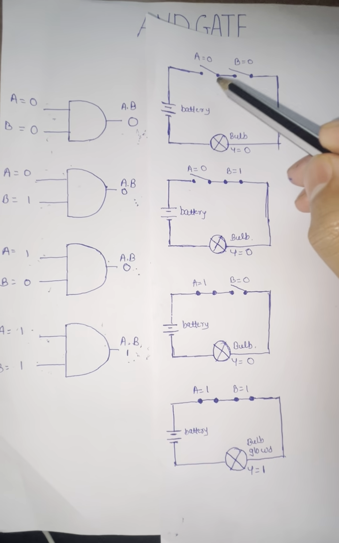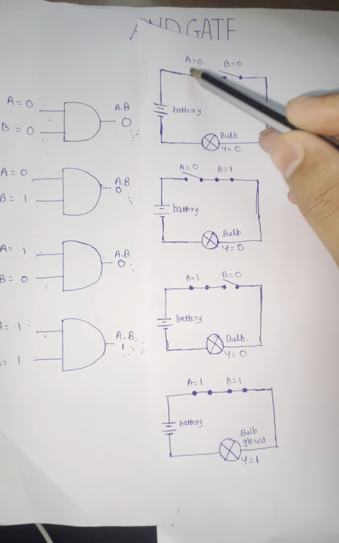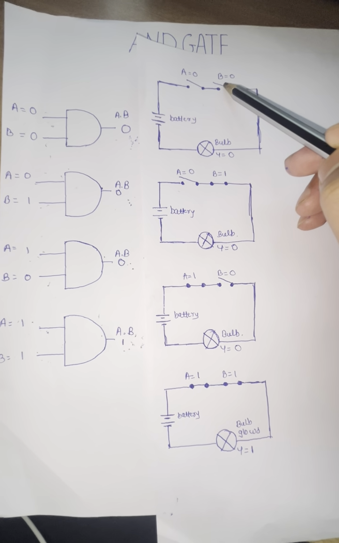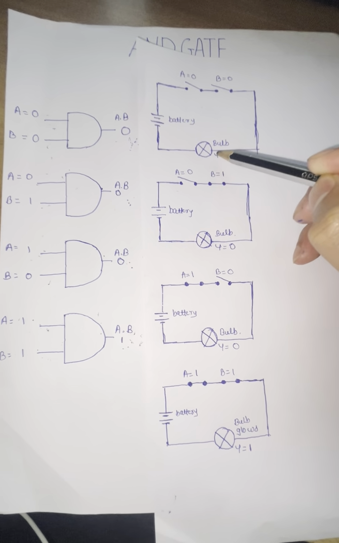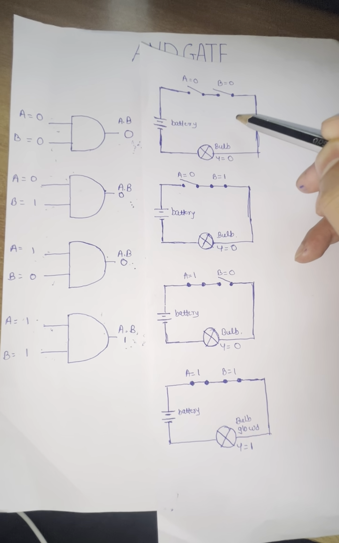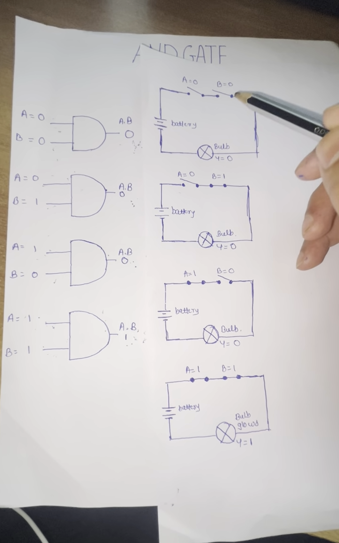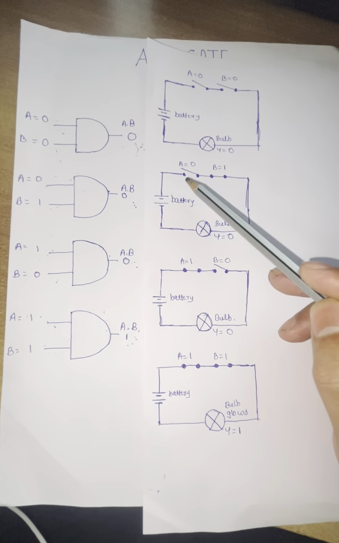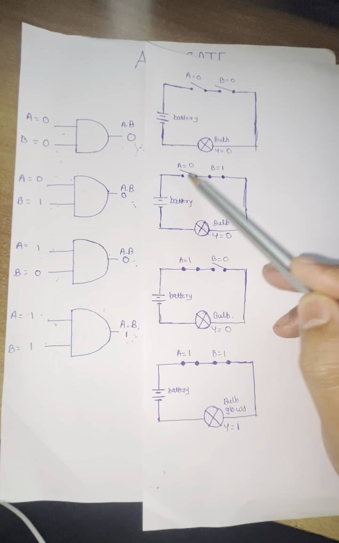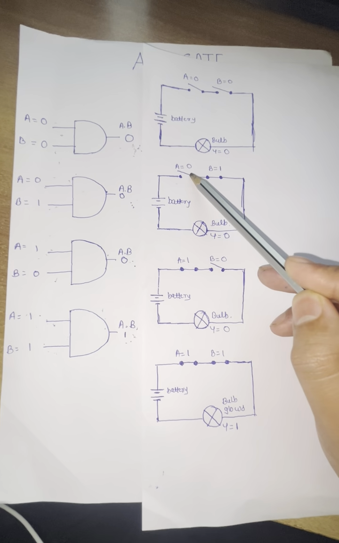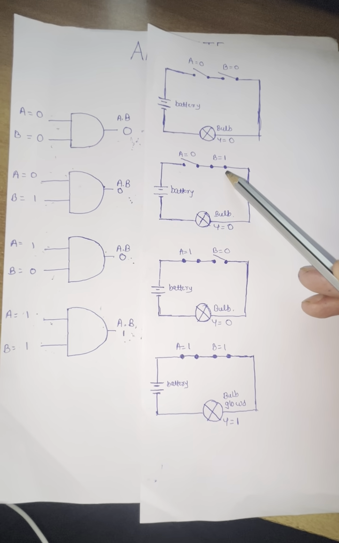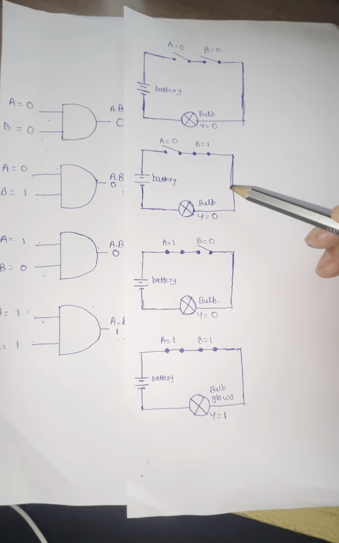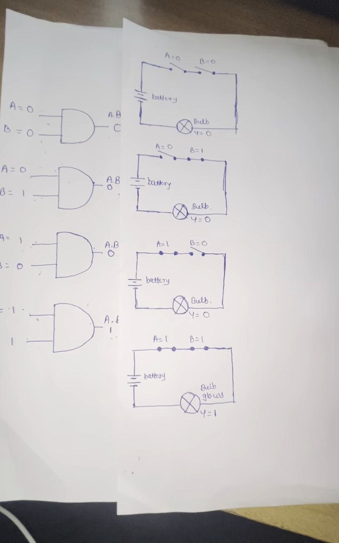So here you can see both the switches are open, or both the inputs A and B are equal to 0. Therefore, the output Y is equal to 0. Or we can say in this scenario, the bulb does not glow. In the second scenario, where one switch is open or A is equal to 0 and the second switch is closed or B is equal to 1, the output is 0. Again here, the bulb doesn't glow.